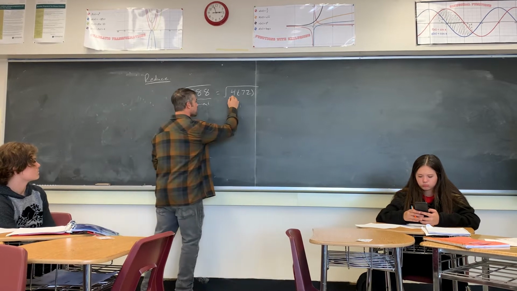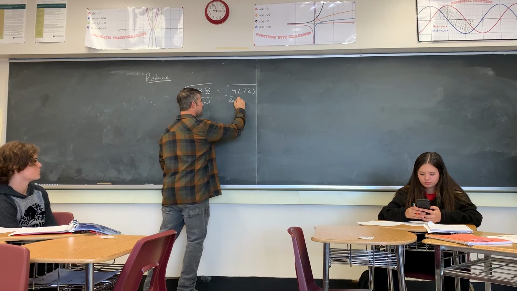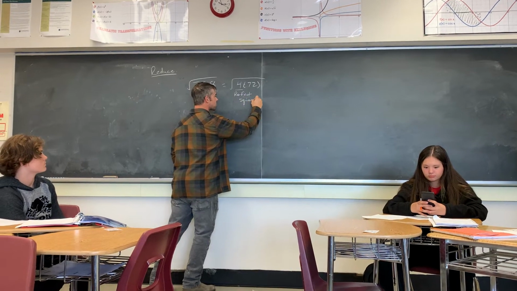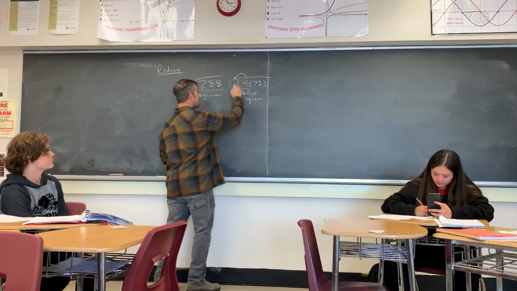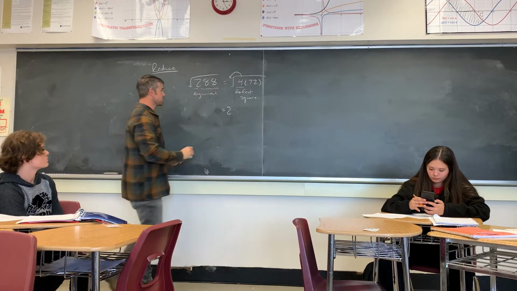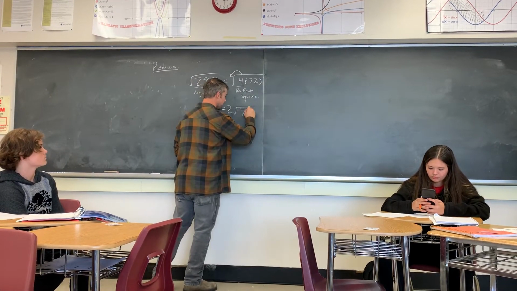Now, 4 is a perfect square. So because it's a perfect square, I can remove it by taking its square root. I'm going to take it out front of the radical and leave it out front as 2, because the square root of 4 is 2. So I now have a question of 2 root 72.